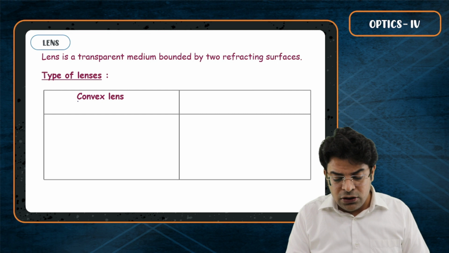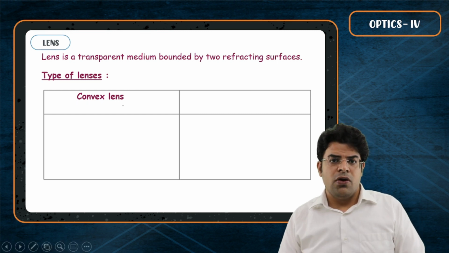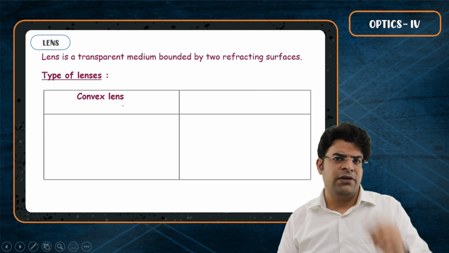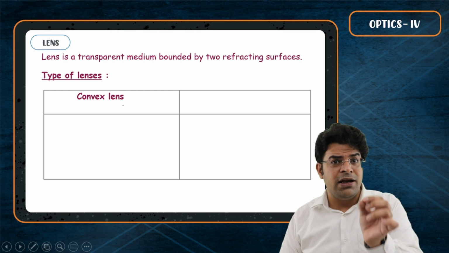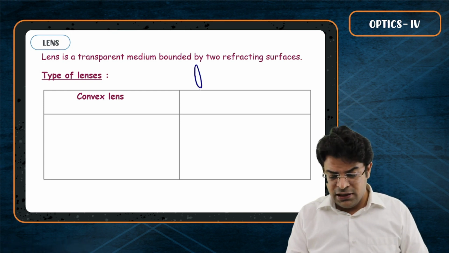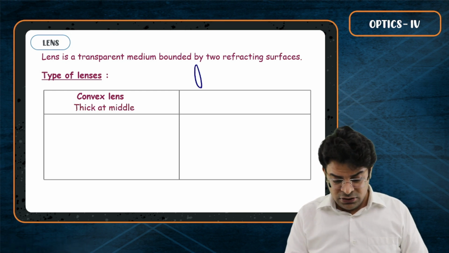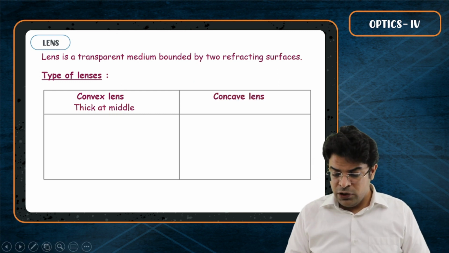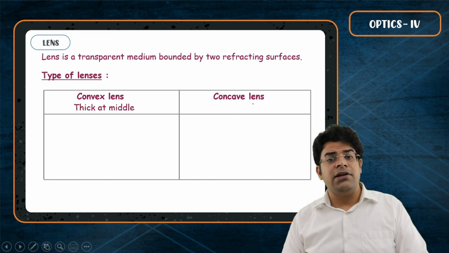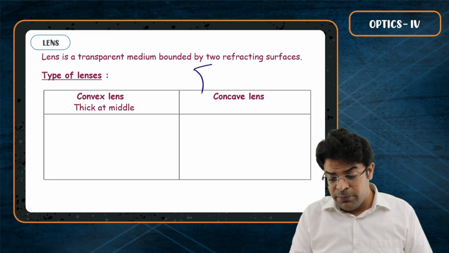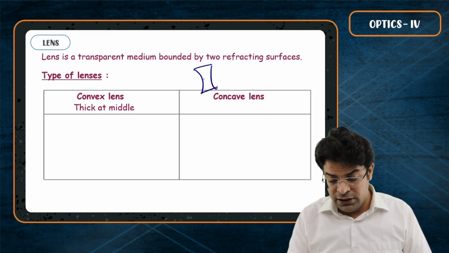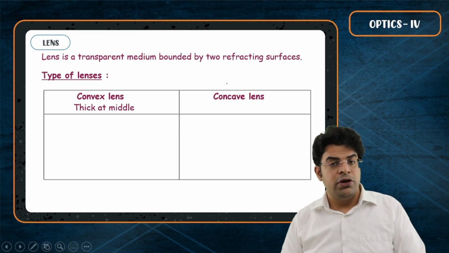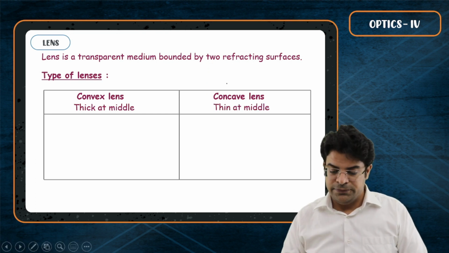So what are convex lenses exactly? Convex lenses are the ones which are thick in the middle and thin on the side. So thick at the middle. To the contrary, concave lenses are the ones which are thin in the middle and thick on the side. Those are called concave lenses.